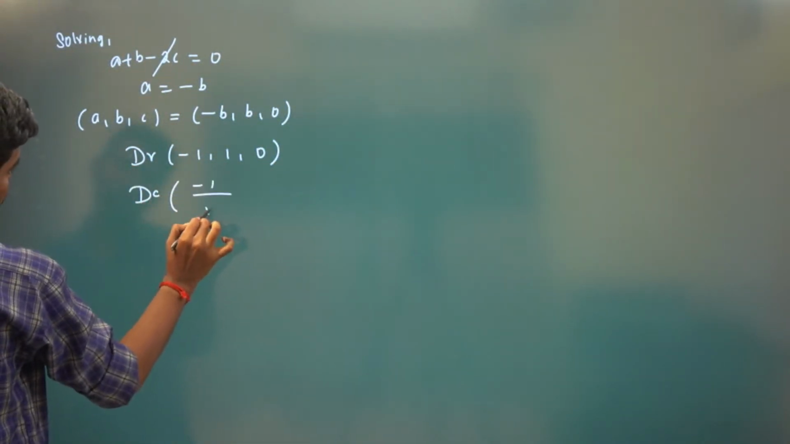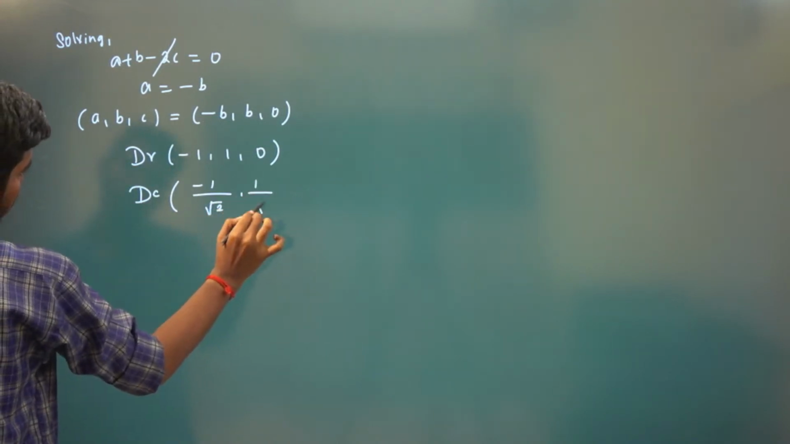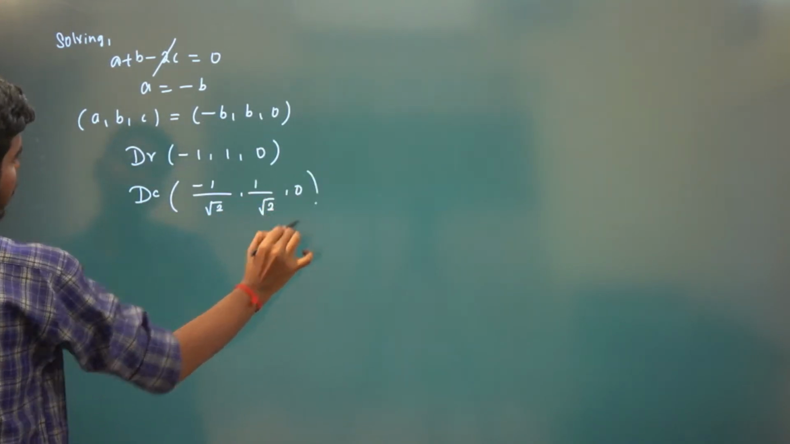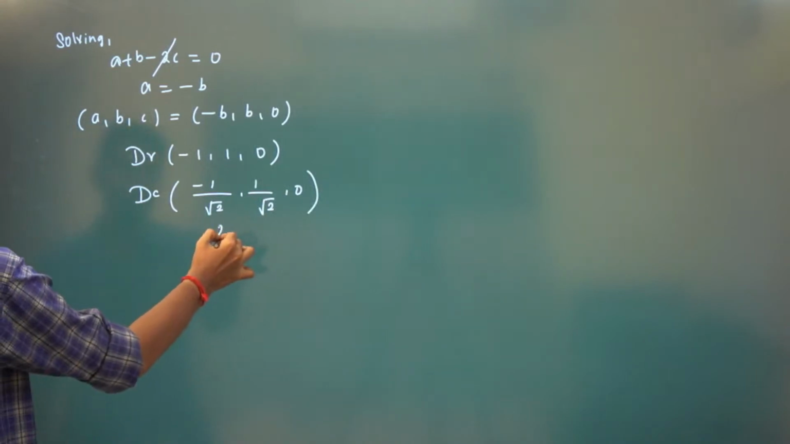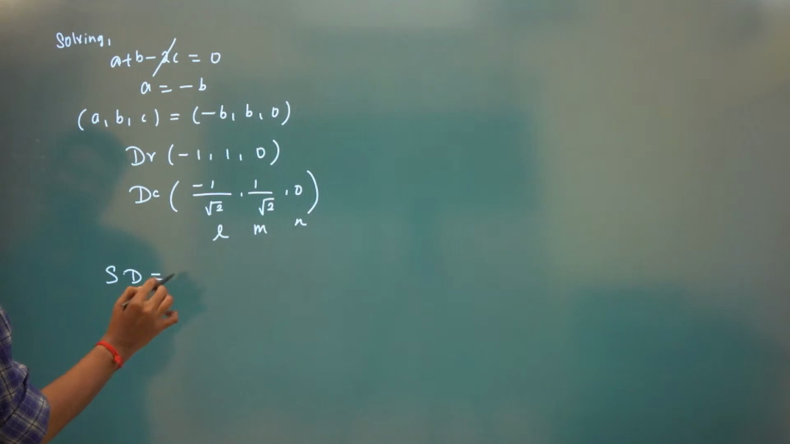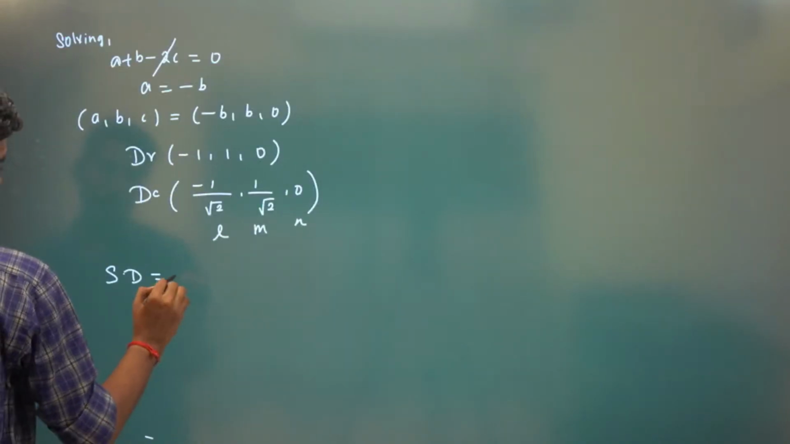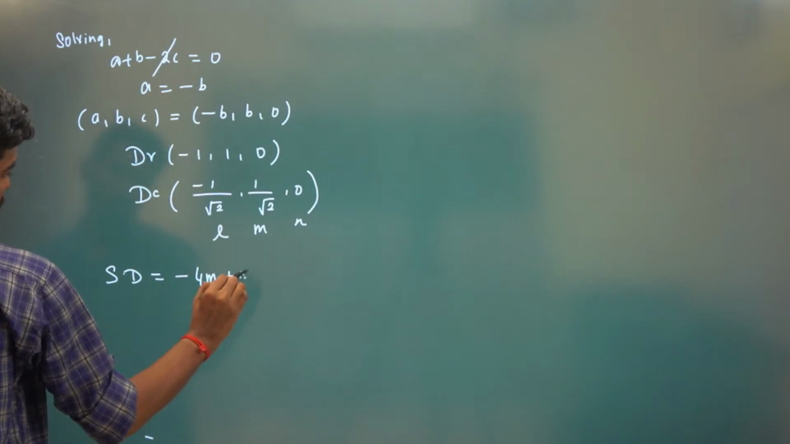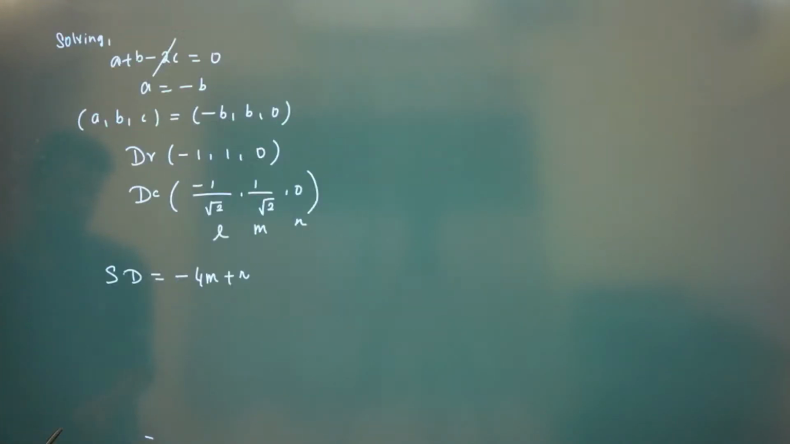It is minus 1 by root 2, 1 by root 2, 0 by root 2. This is the direction cosine, l, m, n. The shortest distance is given by minus 4m plus n, right? Minus 4m plus n.